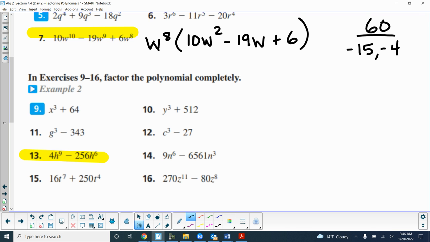So here's what we did when we had this type. We rewrote it as 10w squared minus 15w minus 4w plus 6. We turned it into a grouping problem. We took the two factors of negative 60 or positive 60 that added up to negative 19 and put them in place of the negative 19. And then we just do it as a grouping problem.